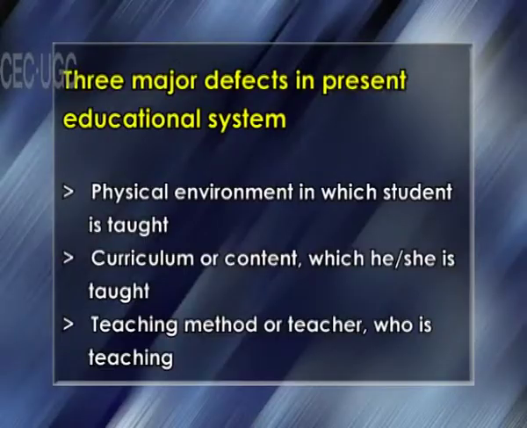That means there are three defects in the present education system. The first is the physical environment in which the student is taught. The second is the curriculum or the content which he or she is taught. And the third is the teaching method or the teacher who is teaching.